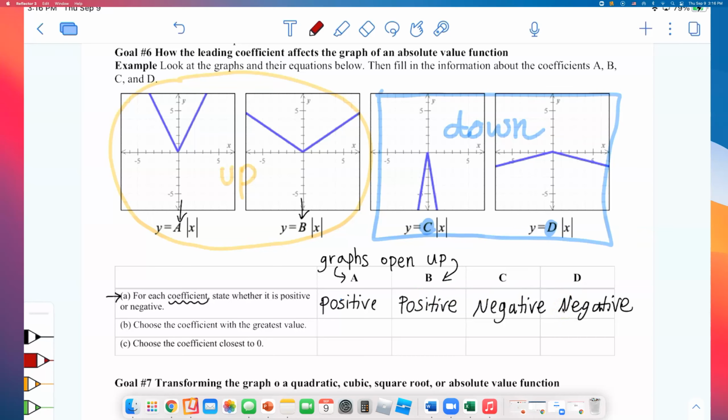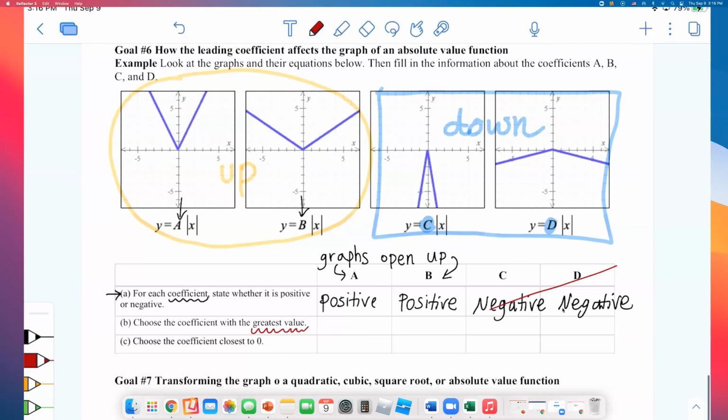Because the next question is asking, which coefficient has the greatest value? What I'm going to do is completely throw out C and D, because C and D are negative numbers. A negative number cannot be the greatest number when there are 2 other positive numbers, right? So when they're looking for the greatest value, it's either A or B. But which one is it? Now, the greater this coefficient is, the narrower the graph will be.